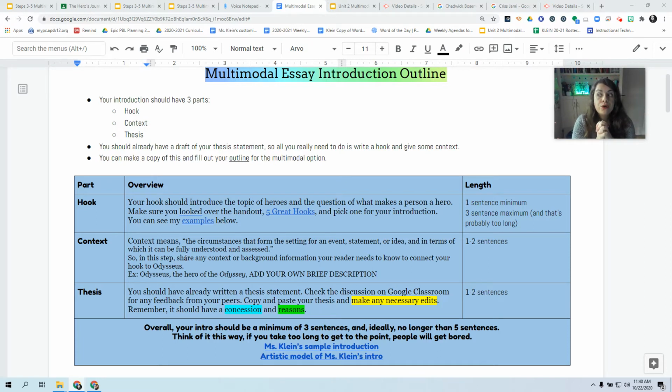All right, so your intro has three parts: your hook, which grabs your reader's attention, your context, which gives the reader any background information they need to understand what you're about to talk about, and then your thesis. So the context, you're just giving basic information about the topic you're about to write about.